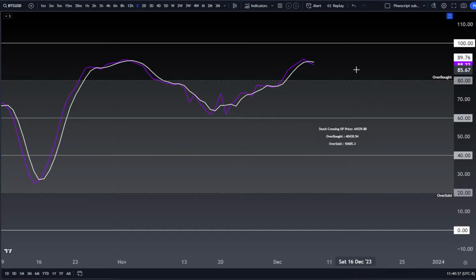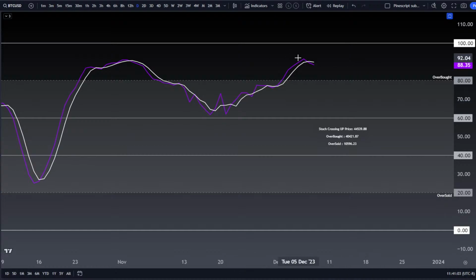This is Stoch momentum. This is not a Stoch RSI. Stoch RSI measures the velocity of RSI, whereas a regular Stoch momentum indicator tracks momentum close over close. So it reads price action, not RSI. In this case, we can see that it is in the overbought zone. It is currently turned down with the momentum pivot at 44,540 or so.